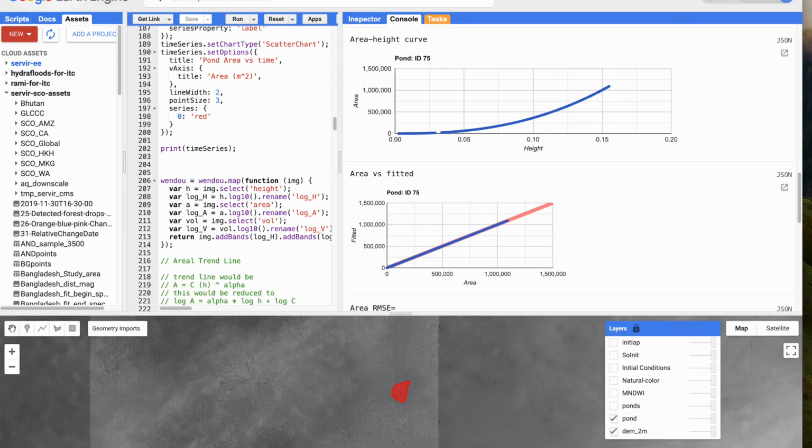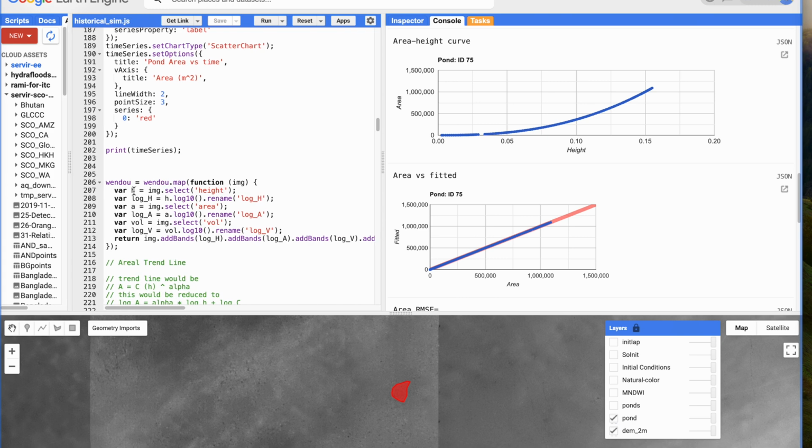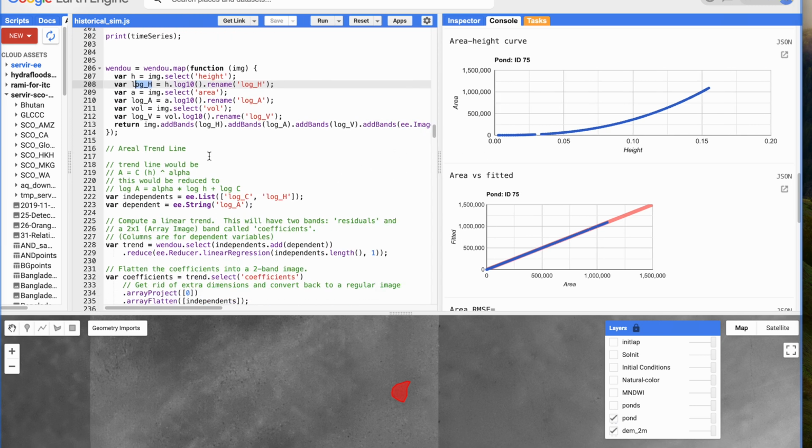So in this one we've just tried to use that basic theory. We have the height, area, all this information that we have extracted out, and then we calculate the log values of each of them. So if you're looking at this particular one, your area equals some constant times your height to the power alpha.